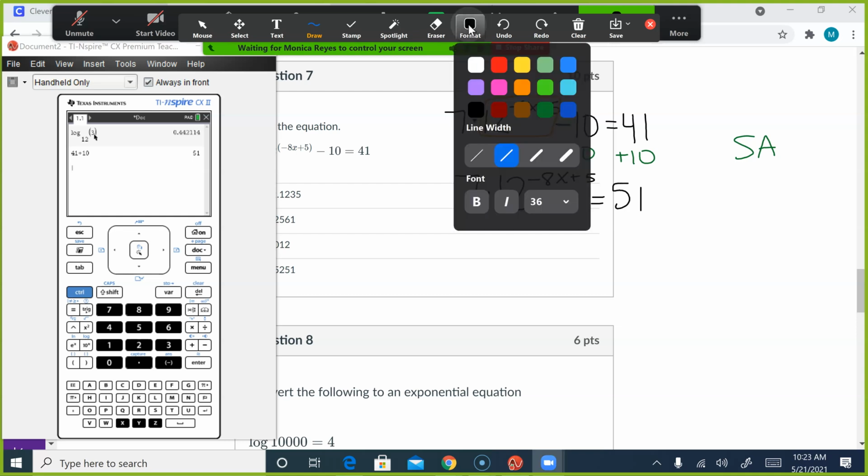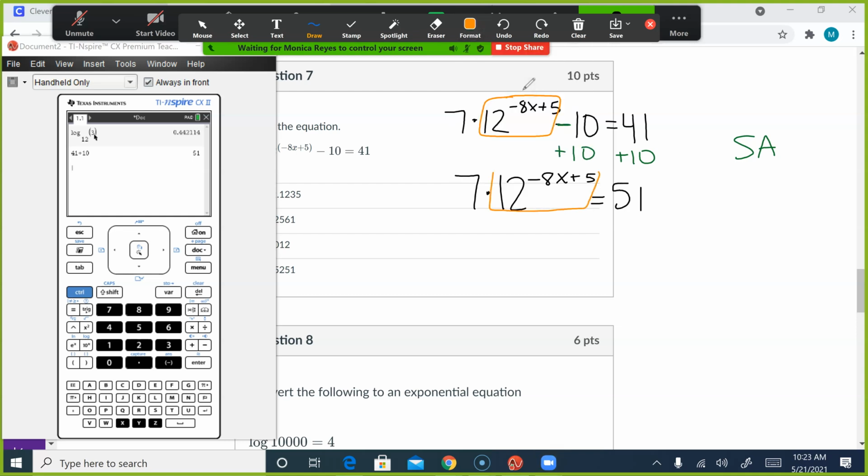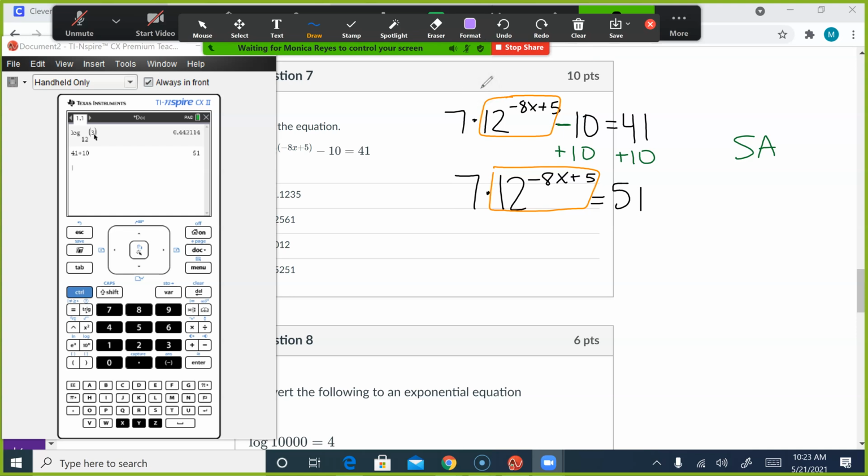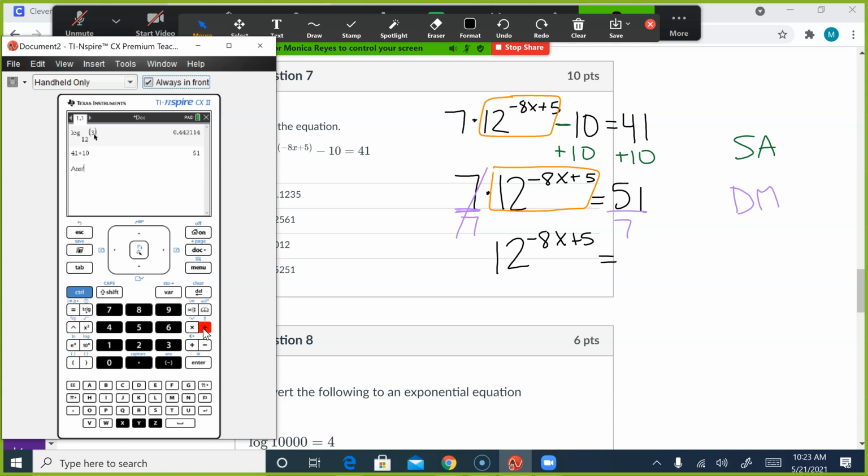But again, the base part still isn't by itself. So we got to get rid of the 7 in the front. Don't multiply the 7 and the 12. It doesn't work like that. You have to divide both sides by that number in the front. So divide. If it's a fraction, you multiply, but most of the time we end up dividing by the 7. And we get 12 to the negative 8x plus 5 equals, and then let's go ahead and divide this one. So 51 divided by 7 is 51 over 7.